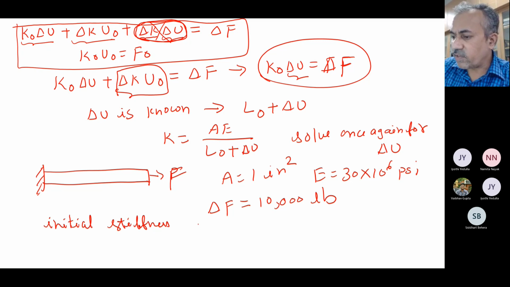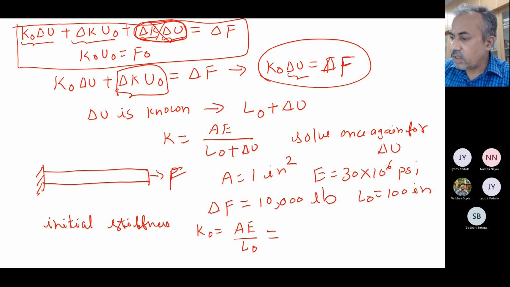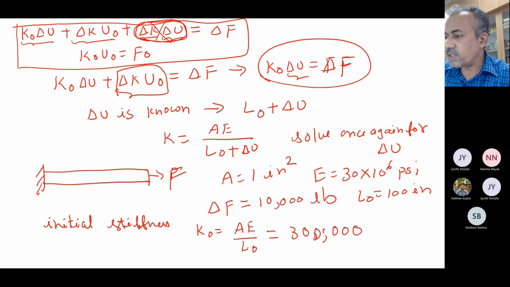So the initial stiffness will be k naught is equal to AE by L naught. That is unchanged, and L naught is 100 inch. So these are the numbers basically. You substitute here, so 300 is 1,000. So this is the initial stiffness of your bar itself.